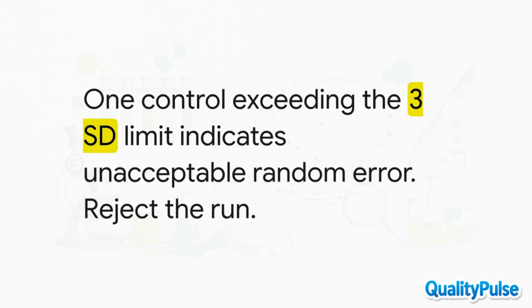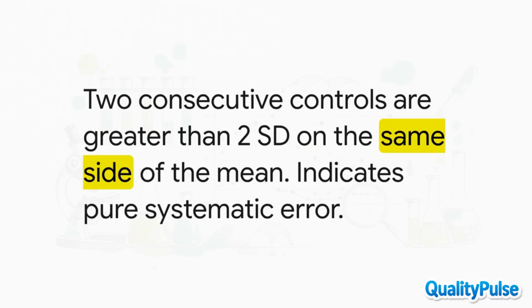Now the 1-3s rule, that is a hard stop. This pattern happens when one single control observation exceeds the plus or minus 3 SD limit. This indicates either a completely unacceptable random error or the dramatic beginning of a massive systematic error. When you see this, you must reject the run immediately and halt all patient results. No exceptions.